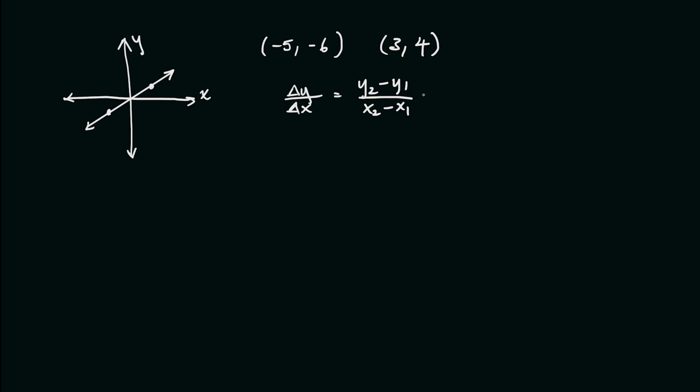So once we plug all those coordinates in, we have -6 minus 4 over -5 minus 3. That's going to be equal to -10 over -8. And of course, the slope equals 5 over 4.